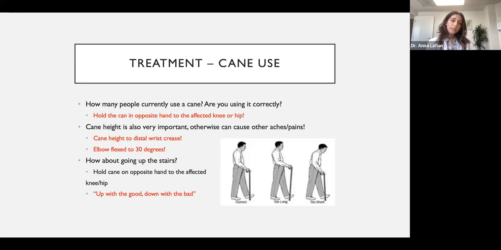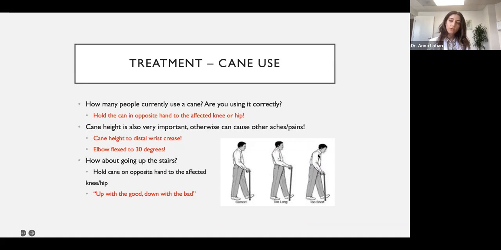So that's very important. The second thing that's really important conceptually is that the cane height needs to be ideal, and it needs to be correct as well. So the cane height needs to be to your distal crease, your distal wrist crease. Because, if you see here, this is a little bit higher up, the patient's elbow is flexed more than that 30 degrees. Your elbow needs to be flexed at about 30 degrees. So this is too long, and then this is too short.